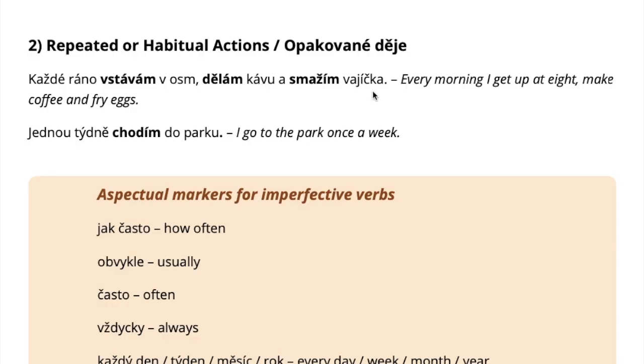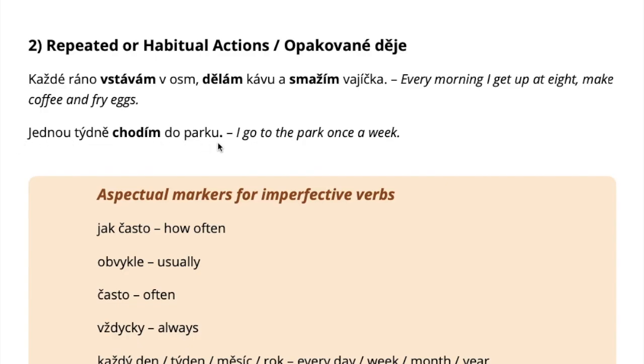So, with the perfective verbs, we had the exact same sentence, but there it was a sequence of activities. First I do this, then I do that, and last but not least, it's this activity. But in here I am talking about my habits, my morning routine. So it must be an imperfective verb. It's an imperfective aspect. Every morning I get up at 8, make coffee and fry eggs.